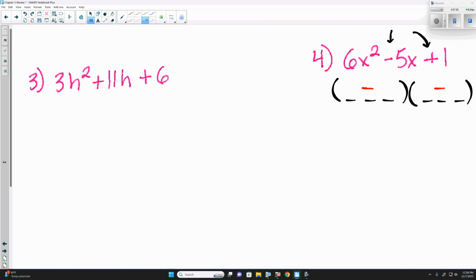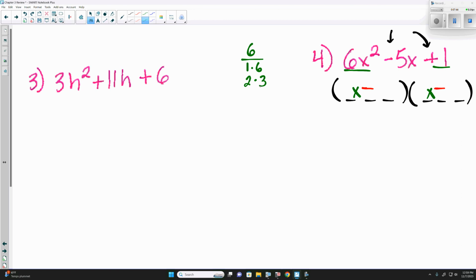Questions on this so far? Factors of the first term, factors of the first and third term now. So 6x squared, well, we will have x and x. And that's the only way we get x squared. Now the factors of 6 are 1 and 6 or 2 and 3.